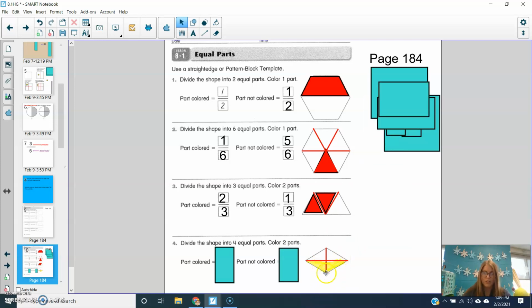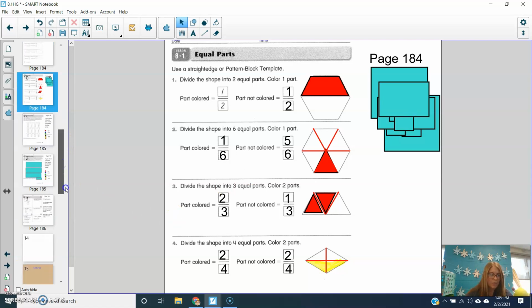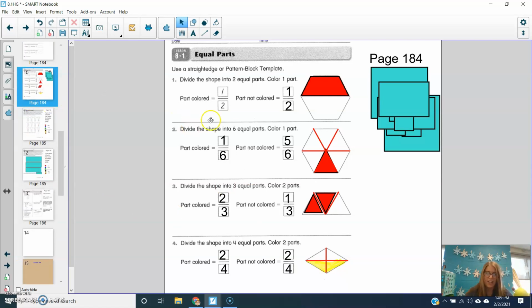For the last question, number 4, I divided this into 4 equal parts and I colored 2 of the parts. You can see in yellow this time. So the part that's colored would be 2/4, or I could say 1/2. And the part that's not colored would also be 2/4, or 1/2. Let's work a little bit more on these. Actually, we'll work more on these in our next lesson.